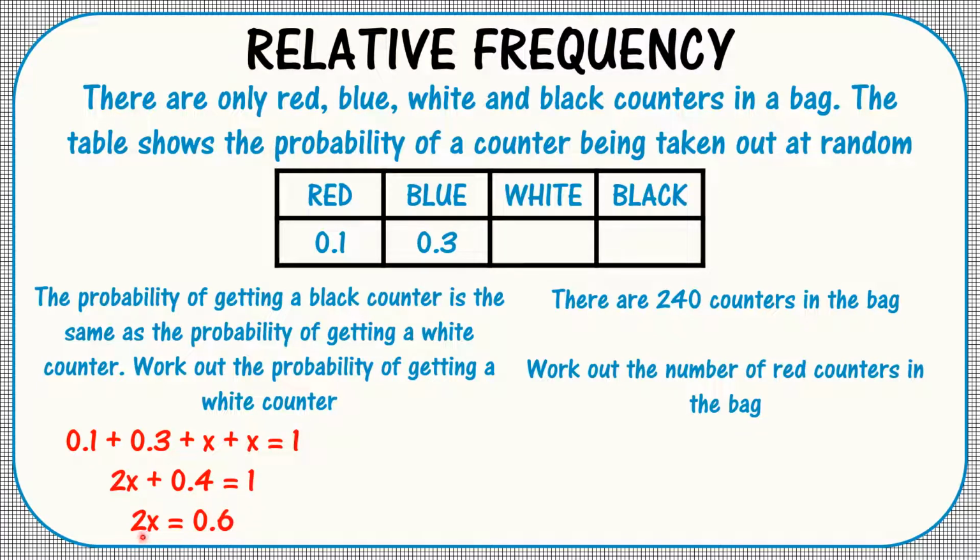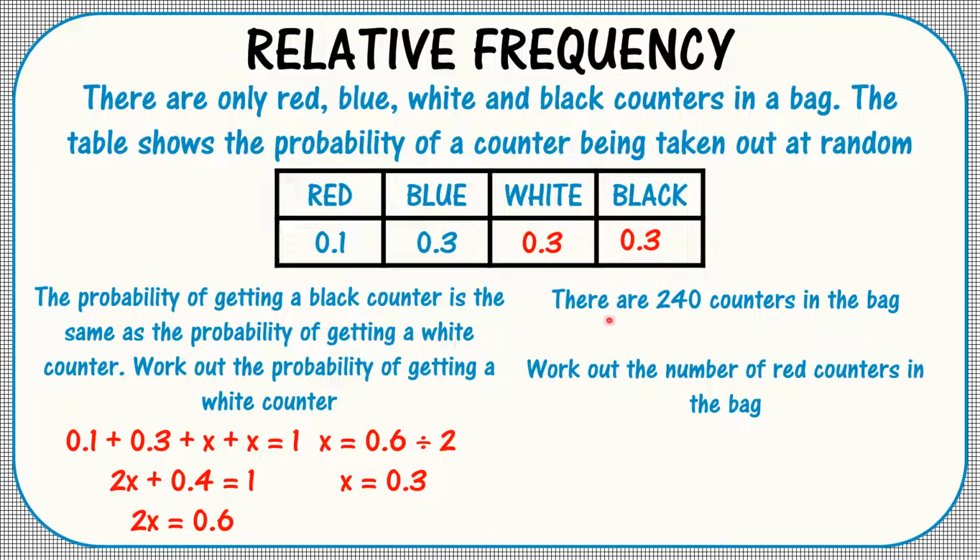Therefore, 2x is equal to 0.6. You will divide both sides by 2. Therefore, x is equal to 0.6 divided by 2. x is equal to 0.3. Therefore, the probability of getting a white counter is 0.3. And the probability of getting a black, as it is the same as getting a white, is also 0.3.